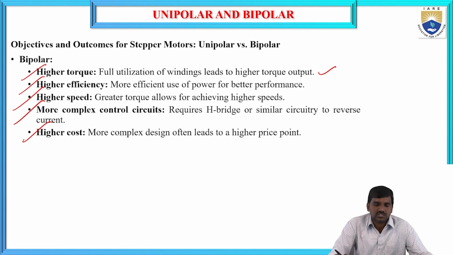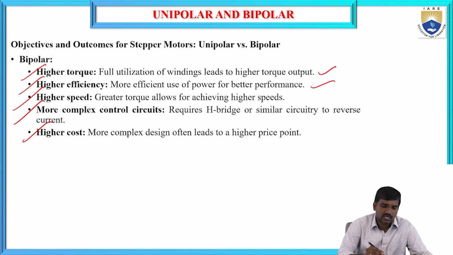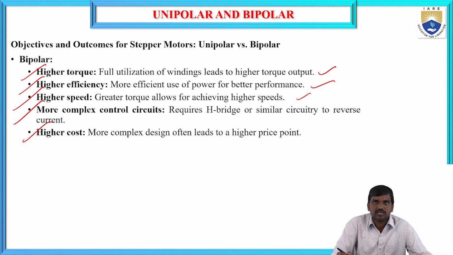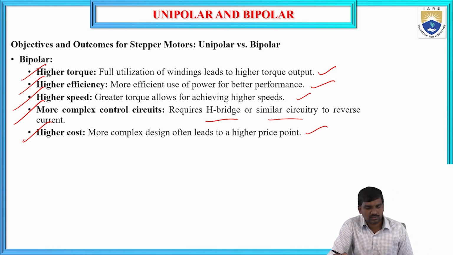And higher efficiency, the more efficient use of power for better performance, and higher speed. Greater torque allows for achieving higher speed. More complex control circuits require an H-bridge or similar circuit to reverse current. And higher cost: the more complex design often leads to a higher price point. So these are the objectives and outcomes of bipolar stepper motors.